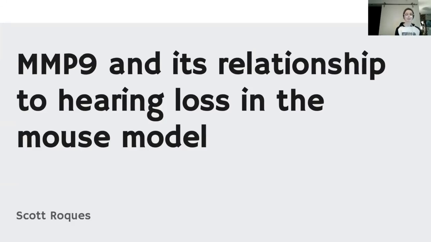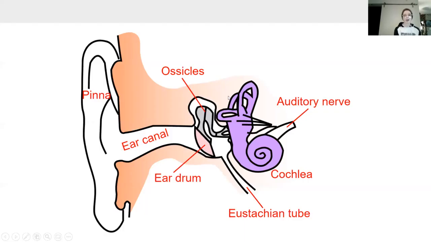Today I'm going to be presenting on a protein called MMP-9 and how it relates to hearing loss when studied in the mouse model. In order to study hearing loss, we really do have to spend some time and talk about how hearing functions in a normal, healthy system, right?